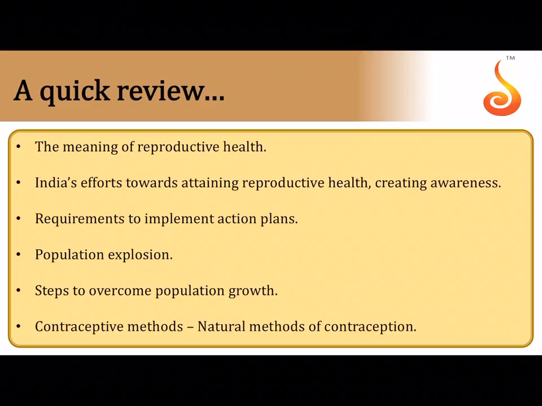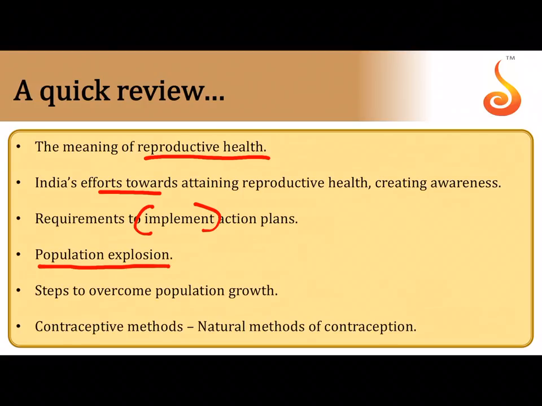So let us go through a quick review of what we have learnt in the previous lecture. In the previous lecture, we have learnt about the meaning of reproductive health, isn't it? According to World Health Organization, we have learnt about India's efforts towards attaining reproductive health, like what are some of the measures that were implemented by the government, that were planned by the government. Planning is not just important, implementation is important. We had also learnt about what are the various requirements to implement these programs.